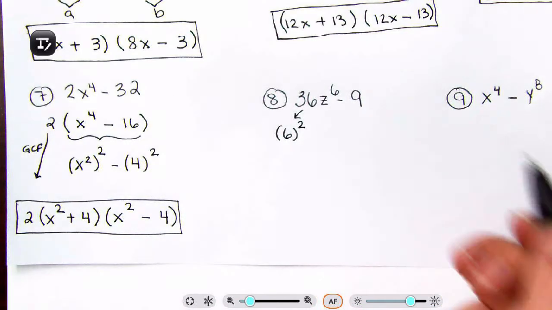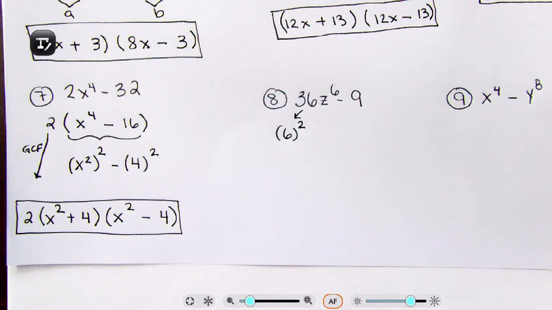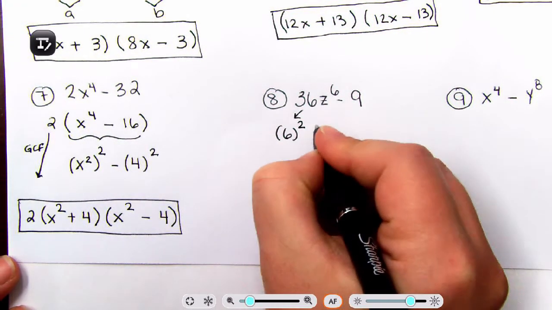Ooh, I'm thinking we can pull out a GCF on this one. Like, for example, 36 divided by 3 is 12. And 9 divided by 3 is 3. However, these are already perfect squares, so we can just factor it this way instead of pulling out a GCF. The reason we pulled out a GCF in question number 7 is because 2 and 32 were not perfect squares, and we wanted to force them to be perfect squares. So let's go ahead and continue this one.